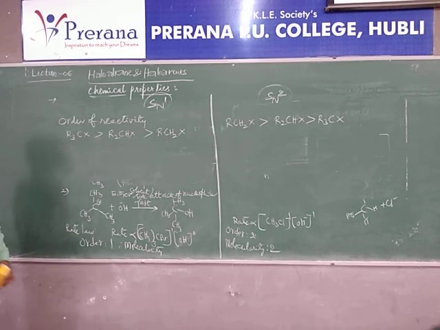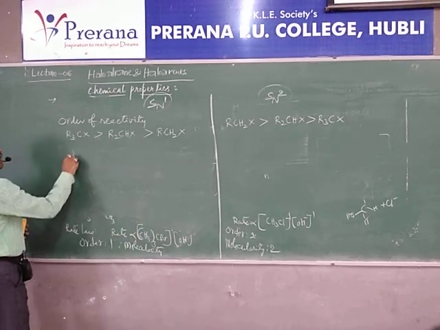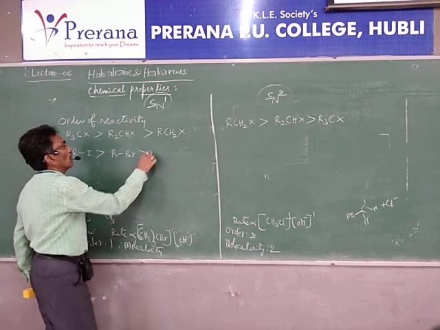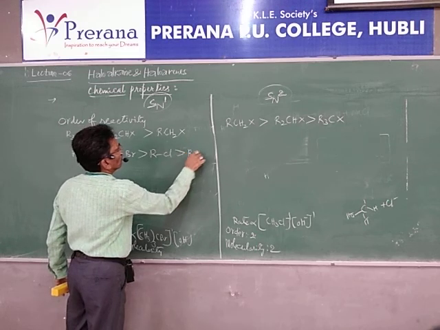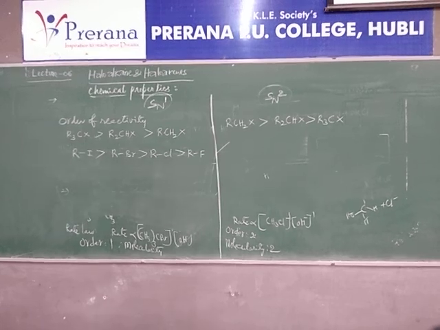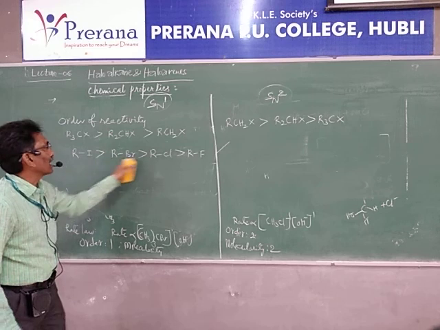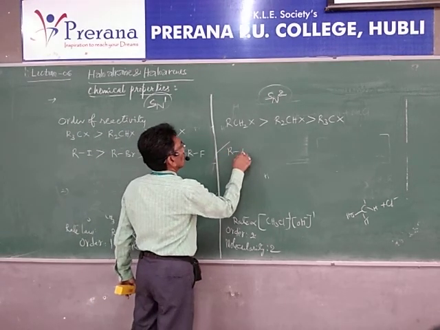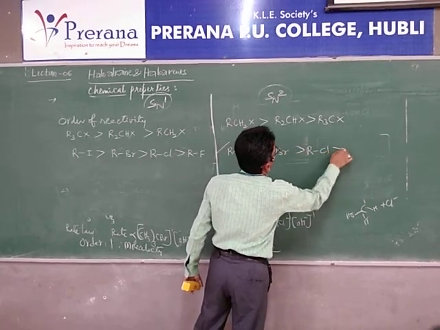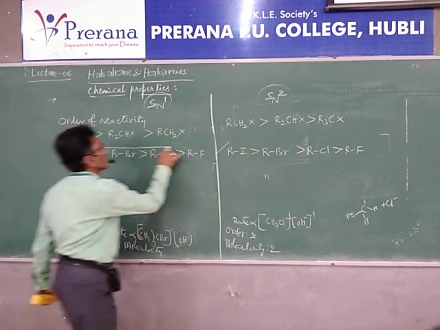Next, different halogens, which is the leaving group here. Yes, that is RI more reactive than RBr more reactive than RCl than RF. Here also the same point. So in the two cases, one point is common, that is the order of reactivity of halide leaving group. Here also RI greater than RBr greater than RCl greater than RF. This is a common point in both the cases.